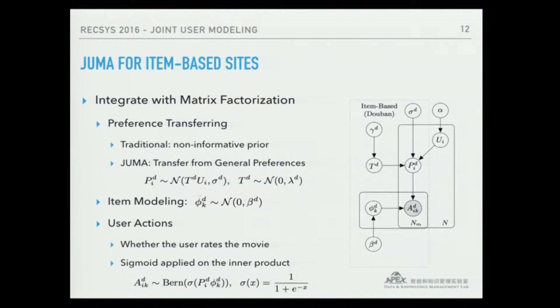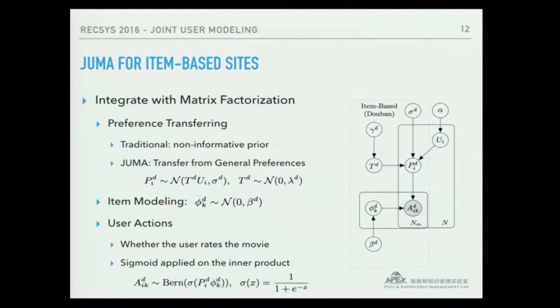For the preferences transferring, recall that in traditional within-site matrix factorization models, the user's latent factor has a non-informative prior, a Gaussian distribution with zero mean. Now, with the universal general preferences, the site-specific preferences can be transferred from it. We design it to be a linear transformation over the general preferences, applied by a Gaussian distribution.